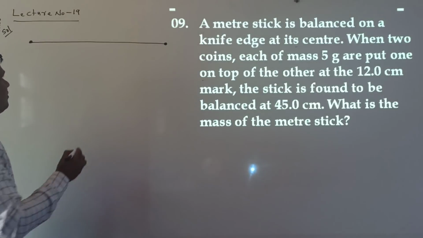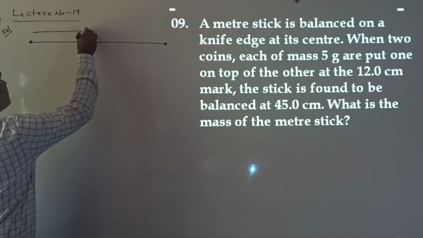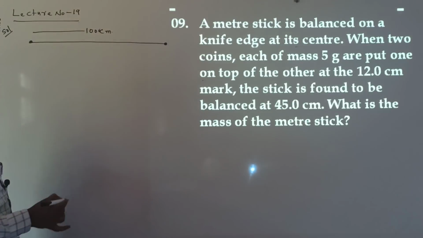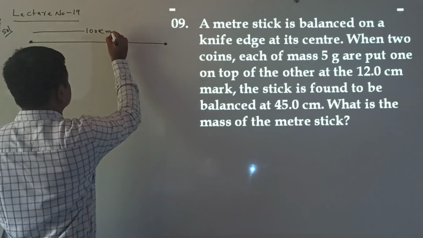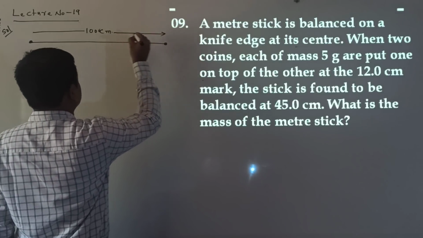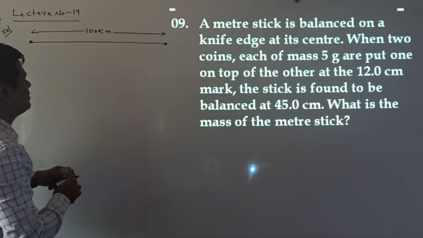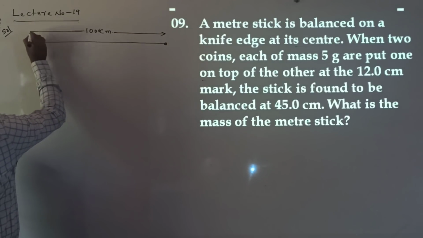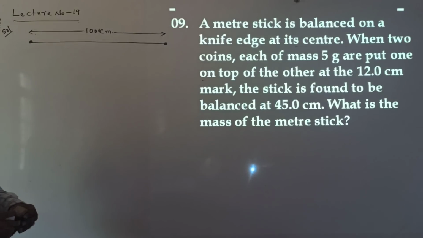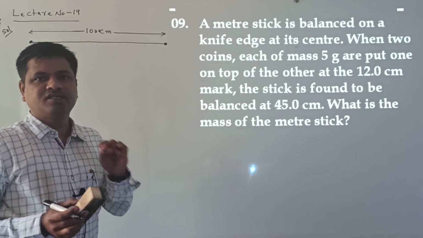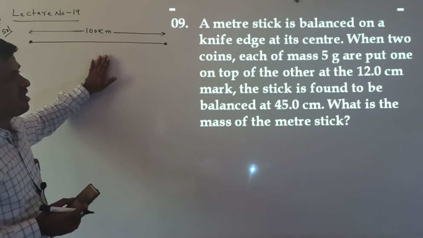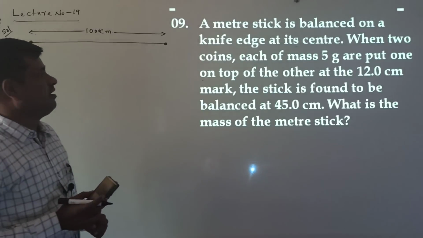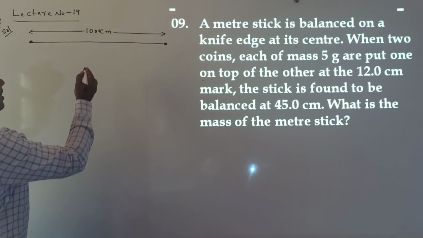This is the meter stick. Meter stick means 100 centimeter length. 1 meter is equal to how many centimeters? 100 centimeters. This is considered as 100 centimeters in total. This is a length of 100 centimeters. 1 meter is equal to 100 centimeters. This meter stick has a 100 centimeter length, or 1 meter length, balanced on a knife edge at its center. Actually it is balanced at the center.